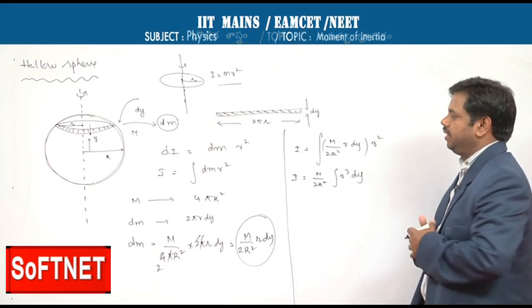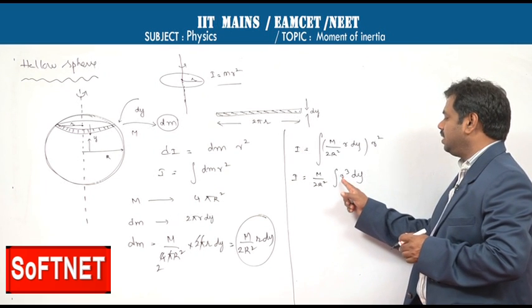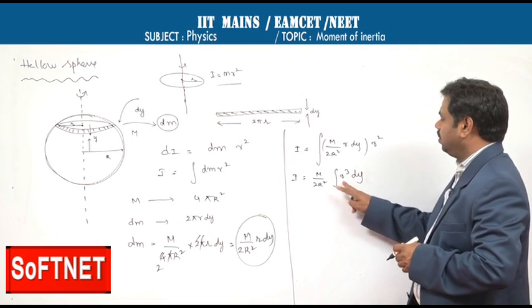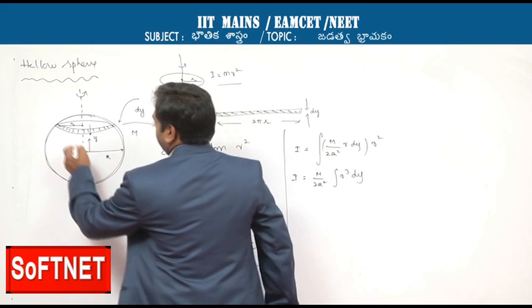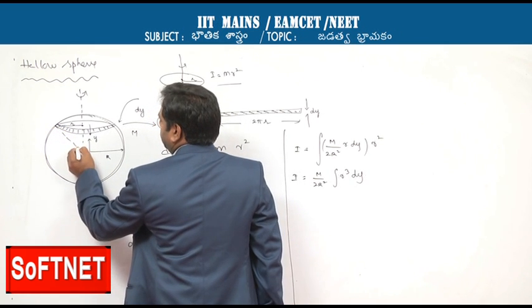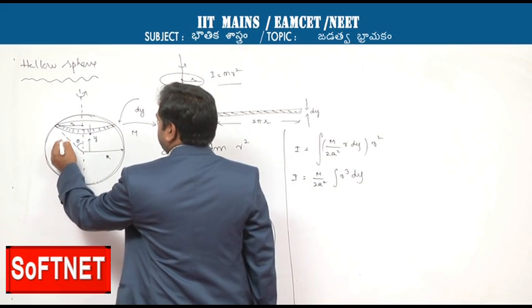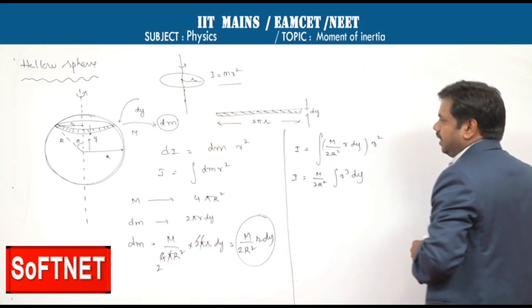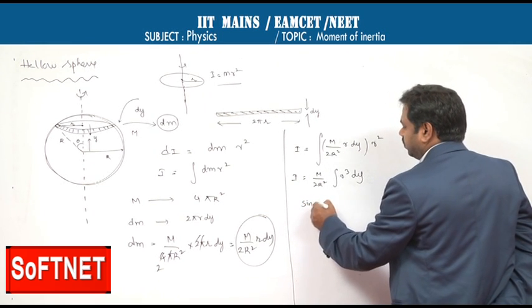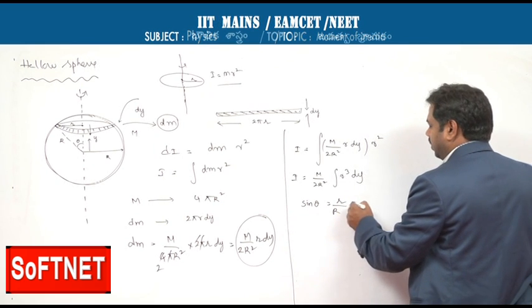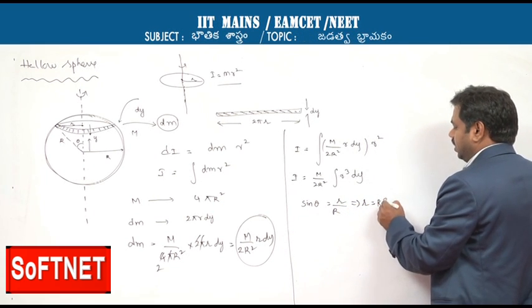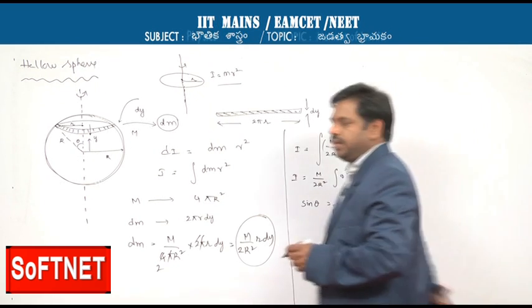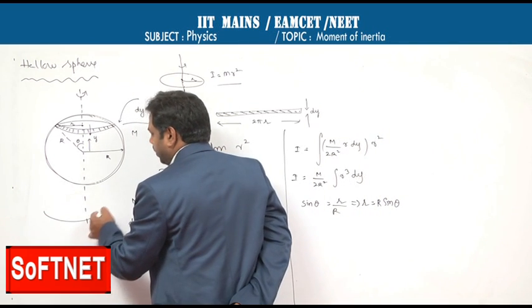R cube into dy. So now how to convert? Again here r is a variable and y also will be a variable. One should be converted into the other. So to write the small r, look here carefully. This radius capital R is going to make an angle theta. Then you can write sin theta is equal to small r by capital R, or r is equal to capital R sin theta. And next, you observe carefully this circular ring.